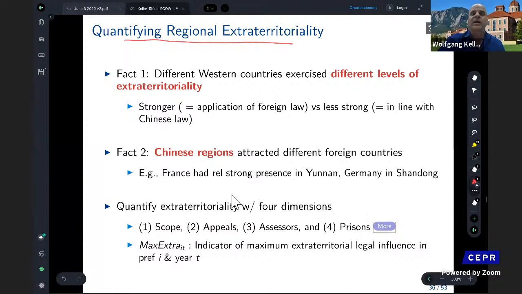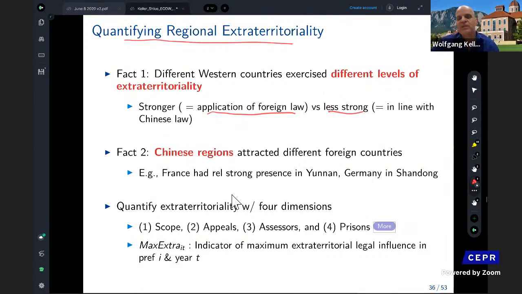Let me move to the consulate dispersed effect. For this, we're actually quantifying the strength of regional extraterritoriality. So there's two facts that are important here, namely different Western countries exercise different levels of extraterritoriality in China. And so you should think of this as stronger extraterritoriality, which would basically boil down to the application of foreign law, versus less strong. That means that basically they do not really apply so much the laws of the origin country, but they are applying laws that are more in line with Chinese law. That's fact number one.